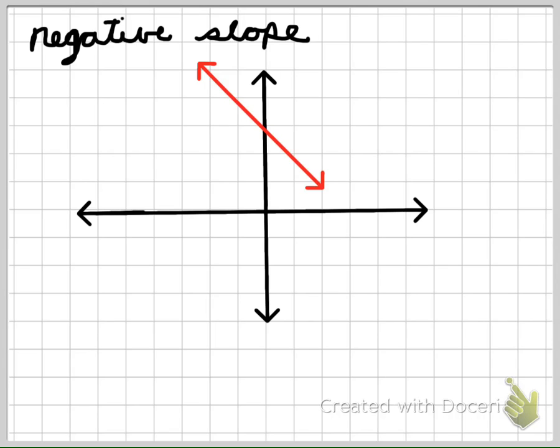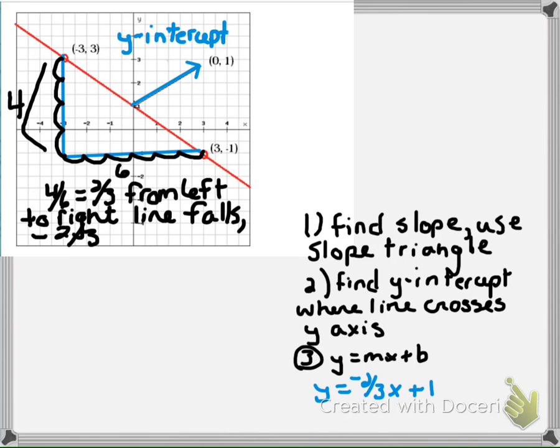Okay, let's look at how to write an equation for a line when all you have is a graph. Here's my graph example, and the red is the line I'm looking at. The first thing I have to do is find the slope of that line, because I know that the equation of a line is y equals mx plus b. m is the slope, or the coefficient. To find the slope, I have to use the slope triangle.